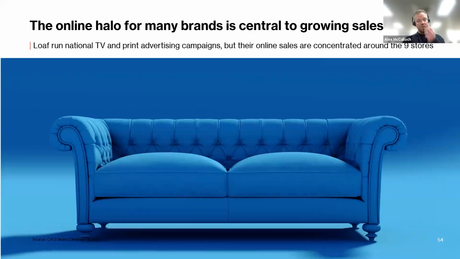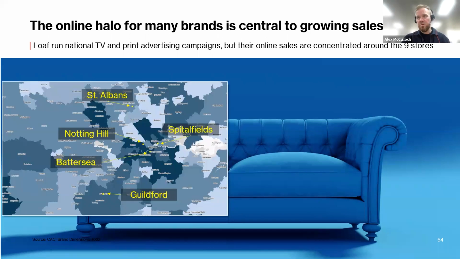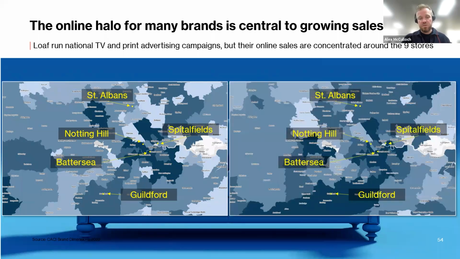Now, Loaf are one of the big success stories of recent years, and they've got this national presence through substantial TV and print advertising. There are 9 stores with a concentration in and around London. Now, one of these two maps is showing online sales, the other is showing offline. Looking at them, it would be reasonable to assume that the map on the left is in store, with those deep hotspots around the stores. However, that's the online sales.